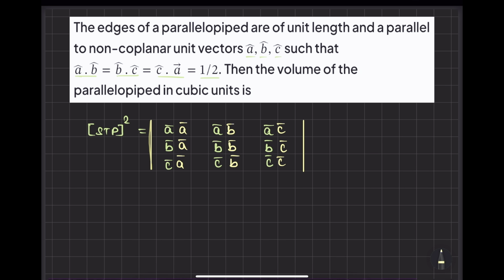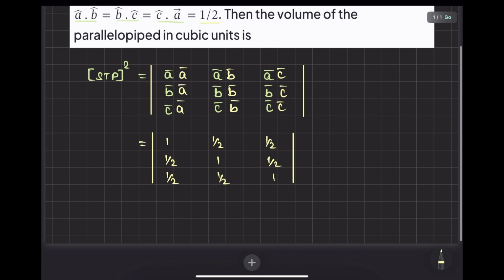Now look at the idea. Do you remember that A dot A is what? Mod A mod A cos 0, cos 0 is 1, mod A is 1, so this will become 1. A dot B will become 1 by 2. A dot C will become 1 by 2. B dot A will become 1 by 2 because A dot B and B dot A are the same thing. B dot B will become 1. B dot C will become 1 by 2. C dot A will become 1 by 2. C dot B will become 1 by 2. C dot C will become 1. I hope till this part you guys are okay.